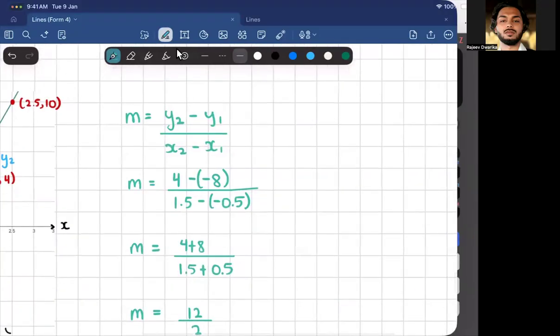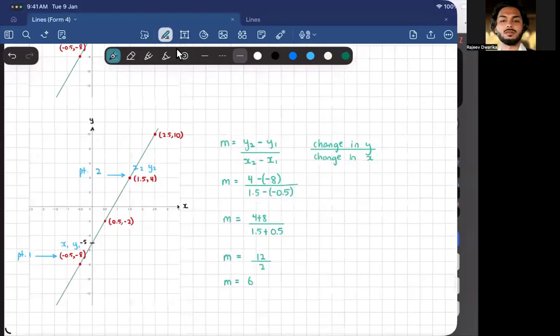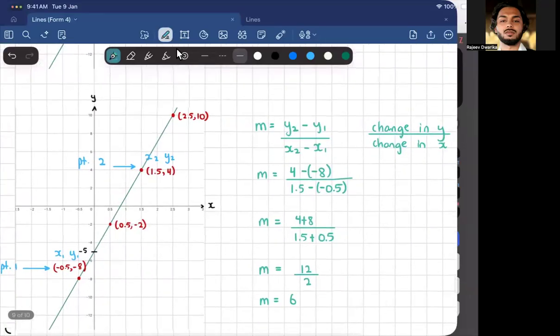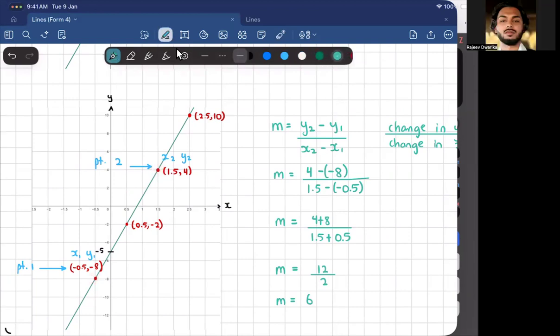So Ria, remember when I told you the gradient is just a change in y over the what? It was a change in y over the change in X. Great. Change in y over change in x. Let's try to understand what we mean by that. So we are looking at this point to this point, and this has a y value of 4, and this has a y value of -8.